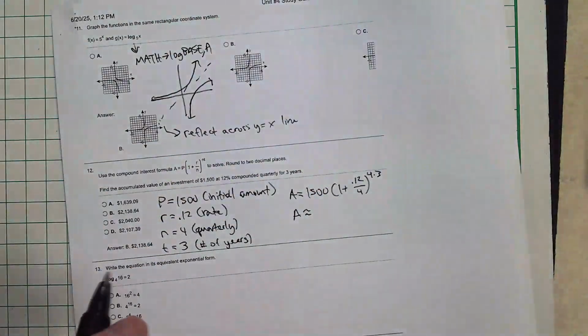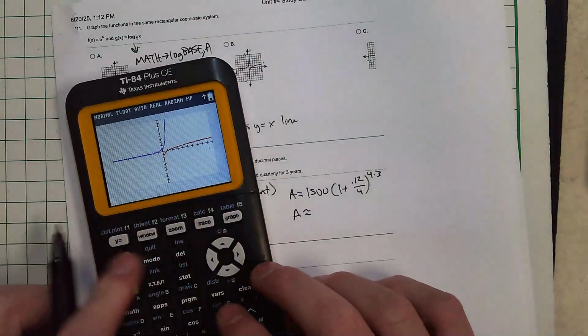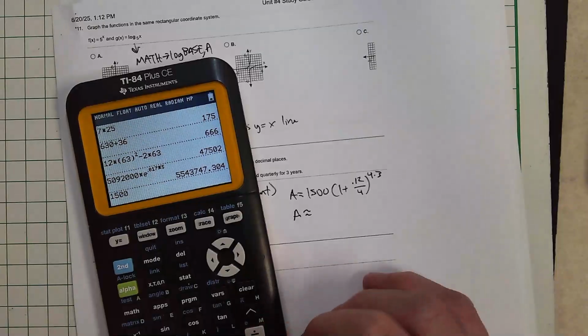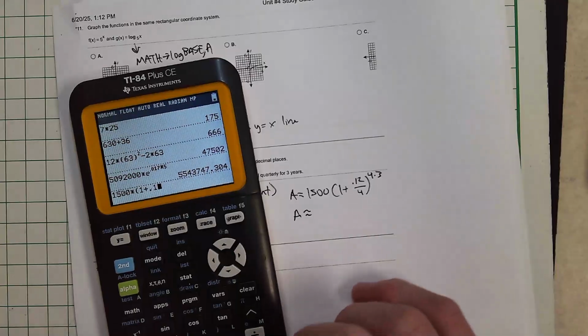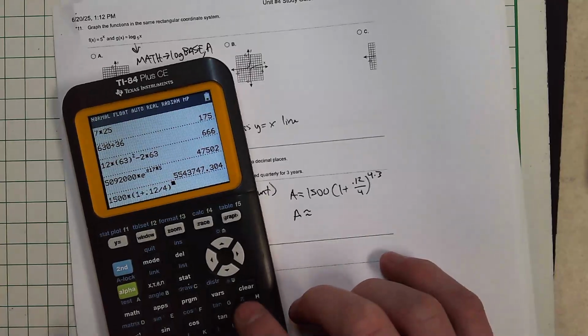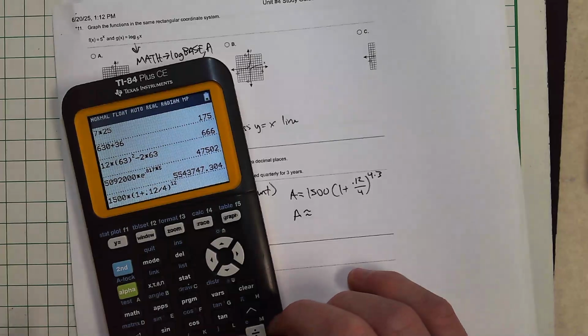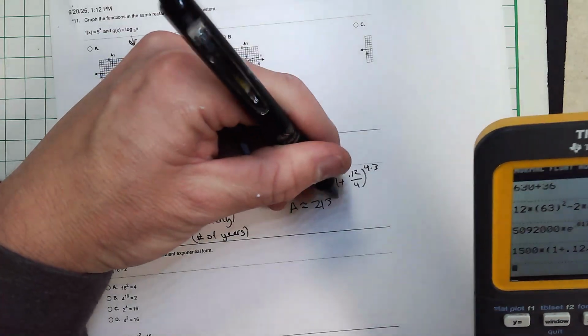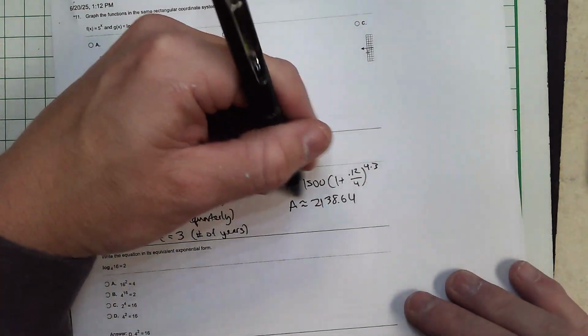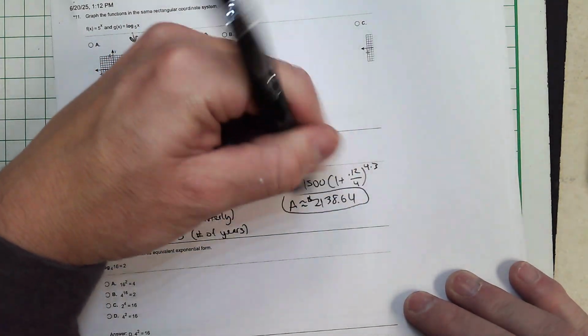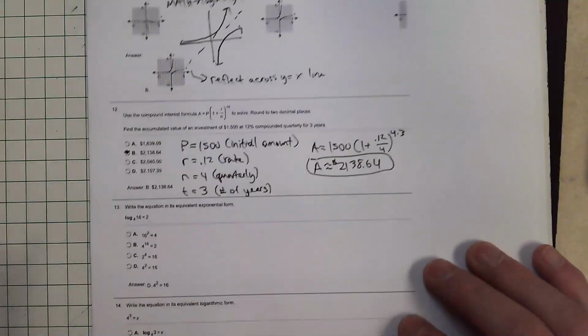So 1,500 times 1 plus 0.12 divided by 4, to the power of 4 times 3. I'm going to put 12 there. So you get 2,138.64, and that's your answer. I'll put dollars there. That one's B.